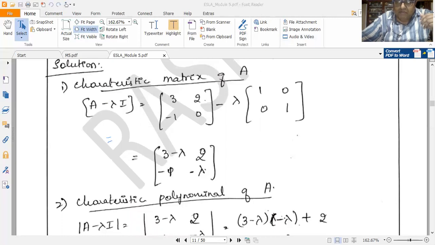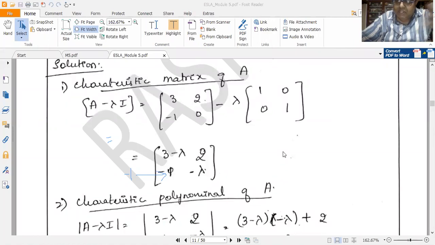This is minus 1. Let me write it properly so that there is no confusion. This is minus 1. It looks like psi, right? It's not psi or 0. It is minus 1. A writing mistake has happened. So I get the characteristic matrix of A to be equal to 3 minus lambda, 2, minus 1, and minus lambda. Now I have obtained the characteristic matrix of A.